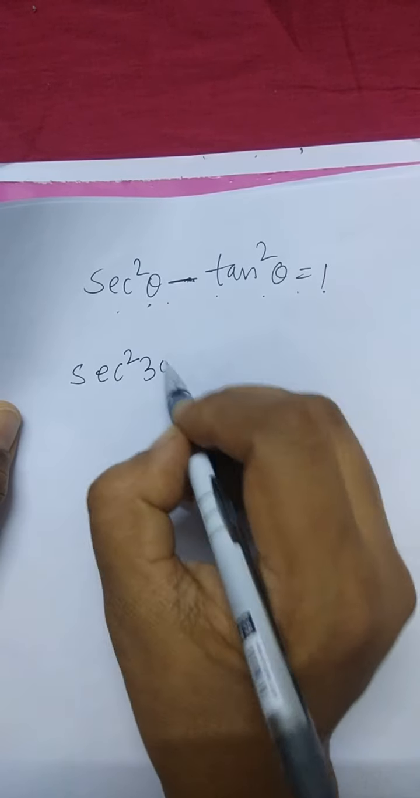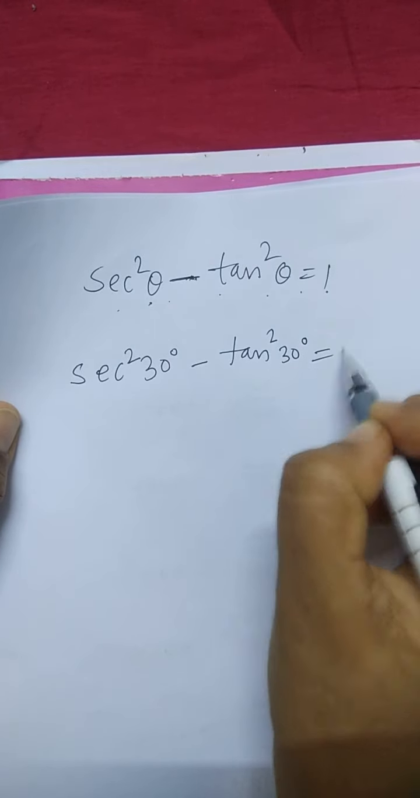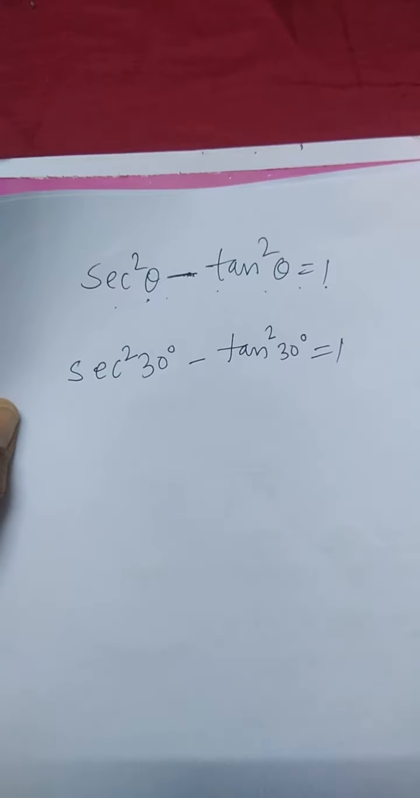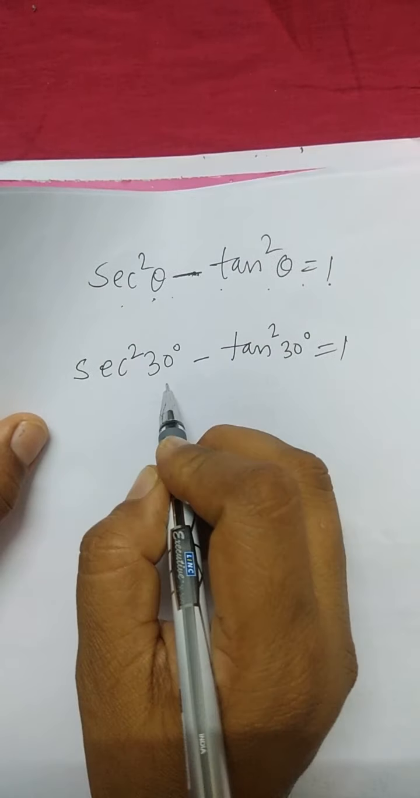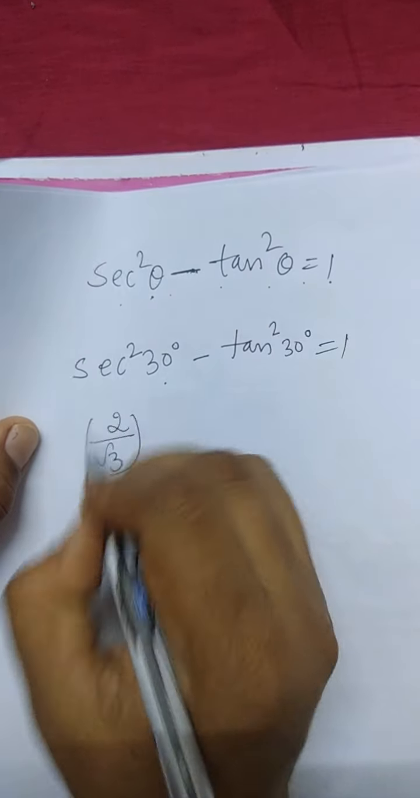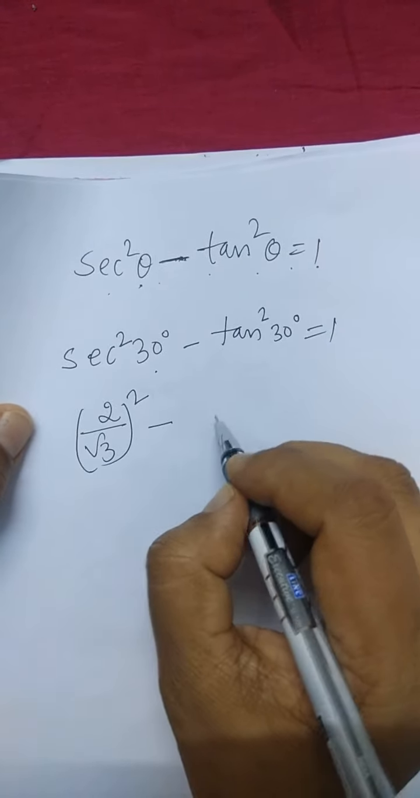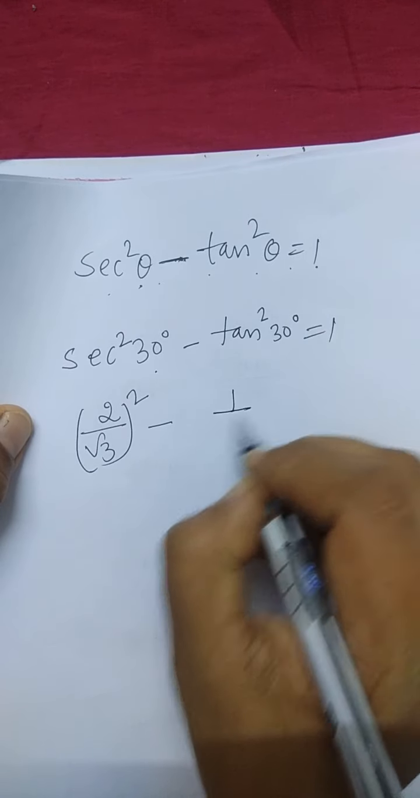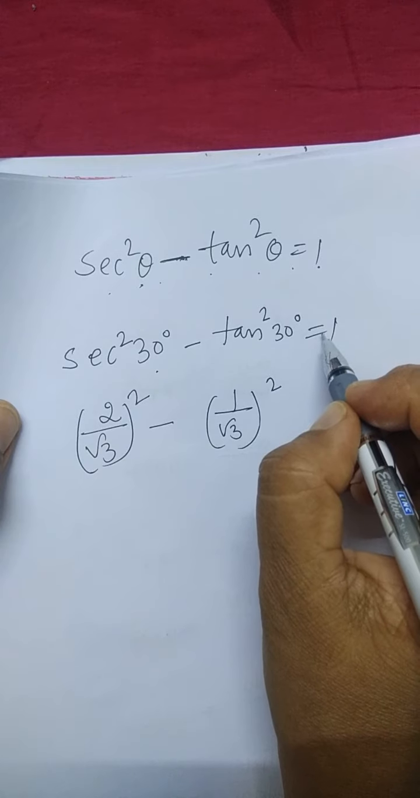Sec square 30 degree minus tan square 30 degree is equal to 1. Okay. Now what is the value of sec 30? Sec 30 degree is 2 by root 3, and here it is whole square, minus tan square 30 degree. Tan 30 is 1 by root 3, and whole square. We have to show that this is equal to 1.